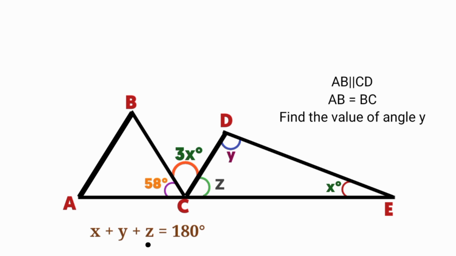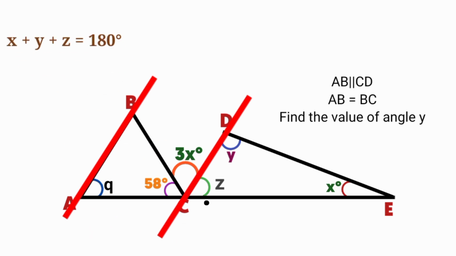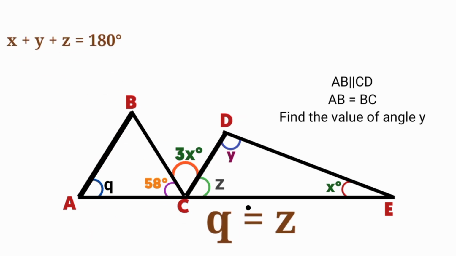If we look from here, there is no relation we can use to find angle x immediately, but we can find the value of z. Since they say line AB is parallel to line CD, this angle here must be equal to this angle because they are corresponding angles. So we can label this angle angle Q and write it down. Q is equal to Z.